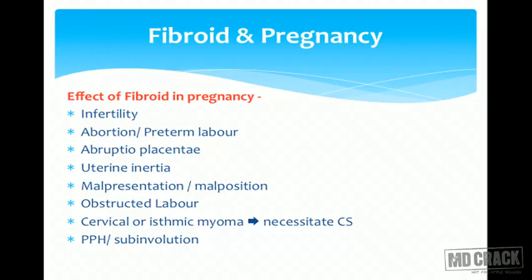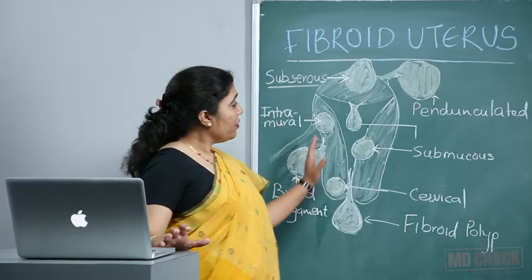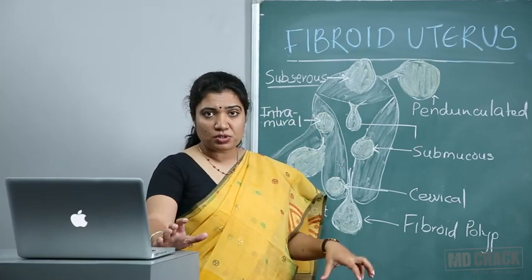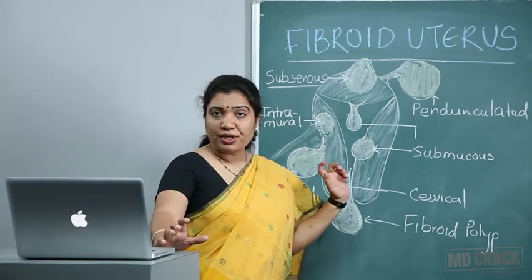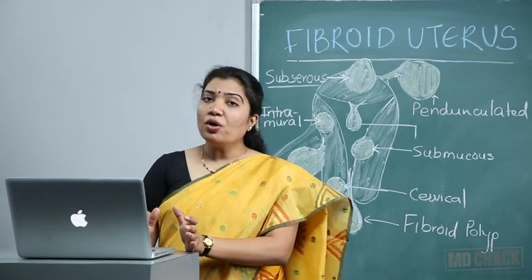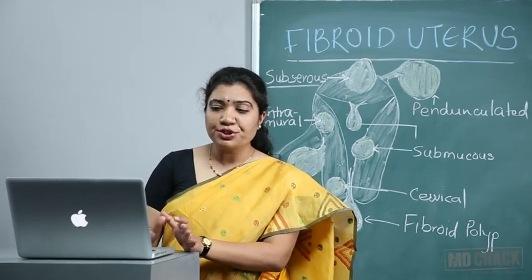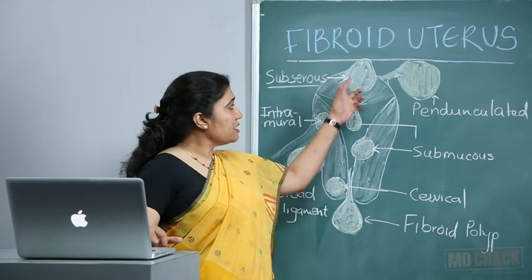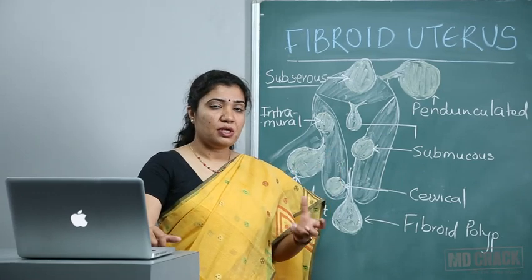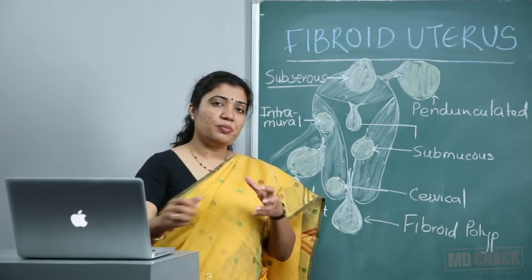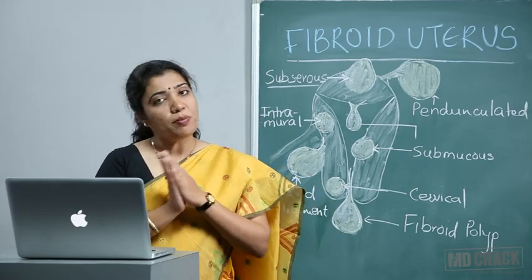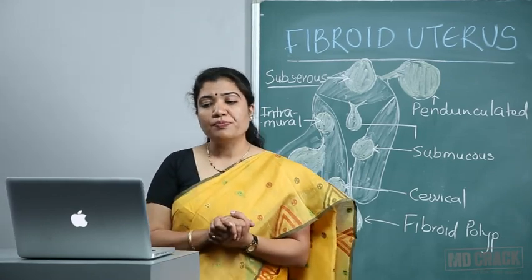There can be uterine inertia because in labor we want a coordinated myometrial contraction which will push the baby out. But if there are multiple fibroids, this myometrial contraction can be uncoordinated or there can be absolute uterine inertia. Because of the presence of big size fibroids, the baby may be in different malpresentations. It will just obstruct the baby from being in cephalic presentation.